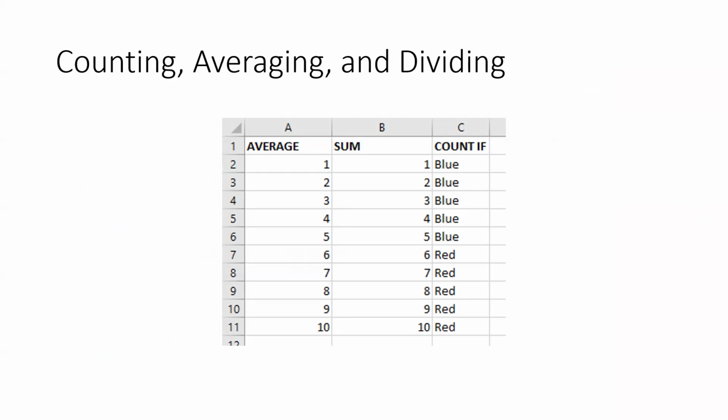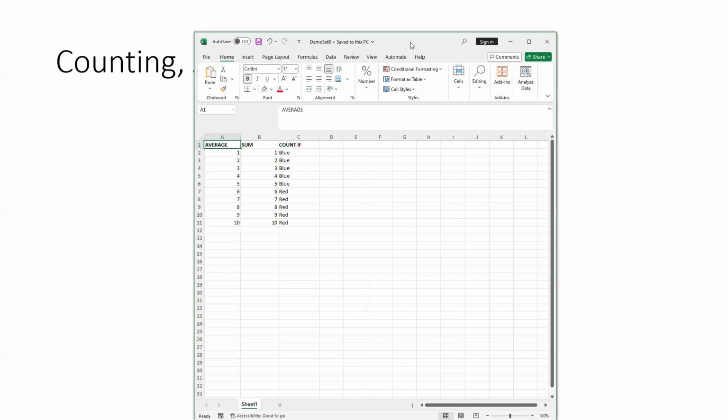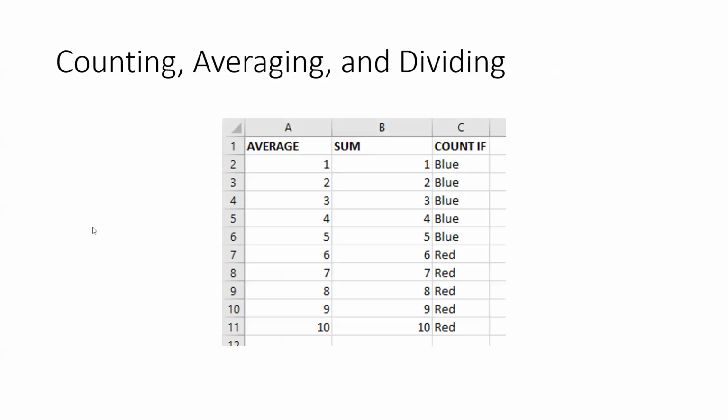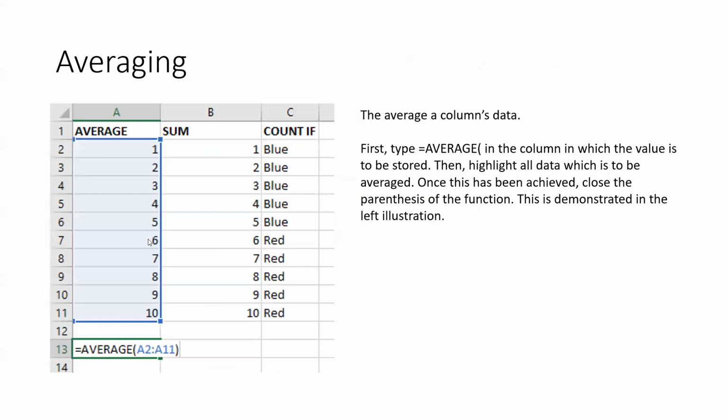And what we want to do now is count, average, and divide. So we have three functions here: average, sum, and COUNTIF. Let's go through each particular example, and then I'll do it in Excel. So first, we're going to average our data. Average is the same as mean. Average and mean are two terms which can be used synonymously as they have the same definition. And let's say we want to average the values from A2 to A11, and we want that value placed in A13.